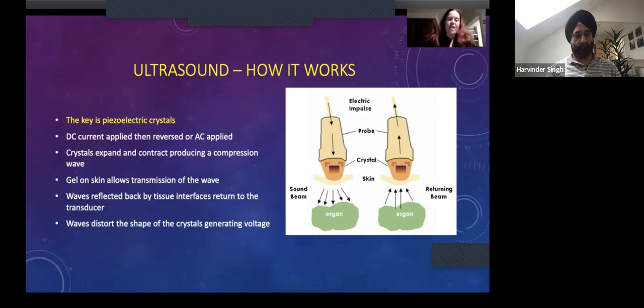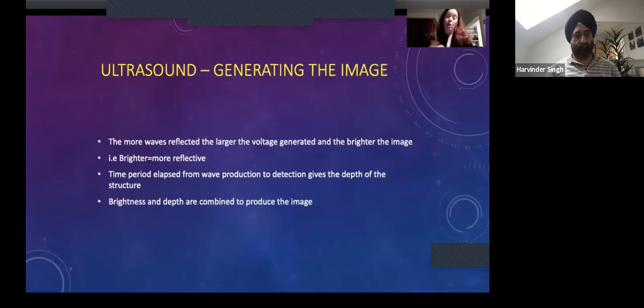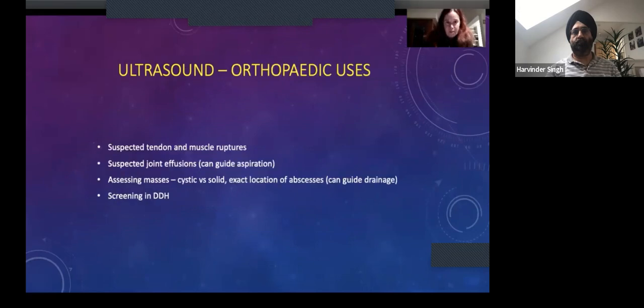The wave is then reflected back by tissue interfaces, and that wave returns to the transducer, and when the wave hits the crystals, this again causes a distortion of their shape, and this generates a voltage which can be used to make the image. When generating the image, the more waves reflected, the larger the voltage generated, and therefore the brighter the image. The time period taken is also taken into account when producing the image, and this gives an indication of the depth of the structure. So it's a combination of brightness and depth that allows the image to be produced.